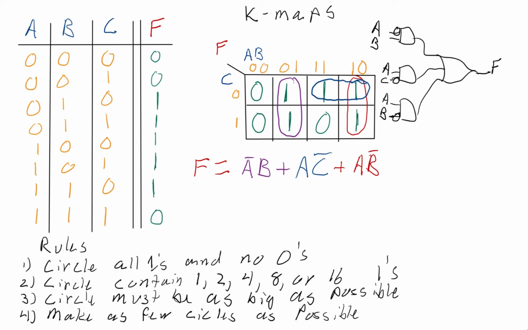Now, before I mentioned that we swap these two rows, so it counts 0, 1, 3, 2. Now don't forget to swap the rows. The reason why we did this is when we swap it, only one bit changes as we go from side to side. Notice from here to here, the B changes. From here to here, the A changes. From here to here, the B changes. If we had these swapped, we'd have both the B and the A changing at the same time, and our K-map would not work anymore. So that's why we always swap these.